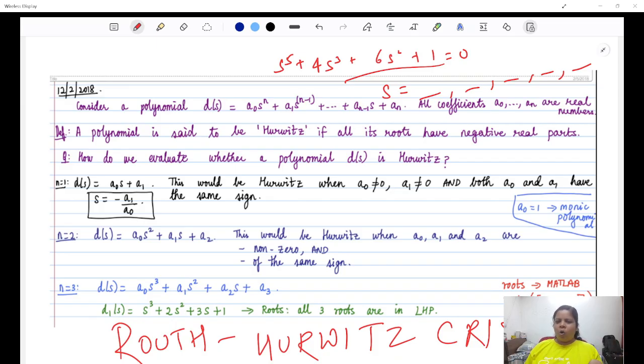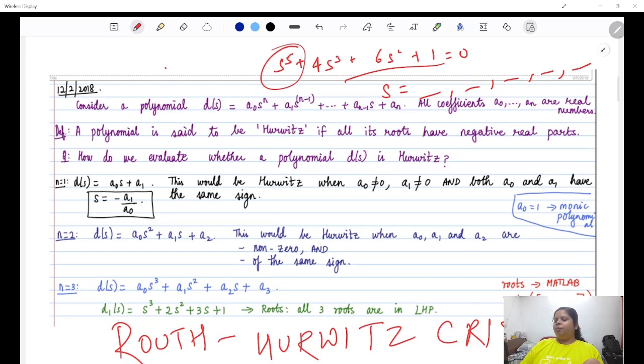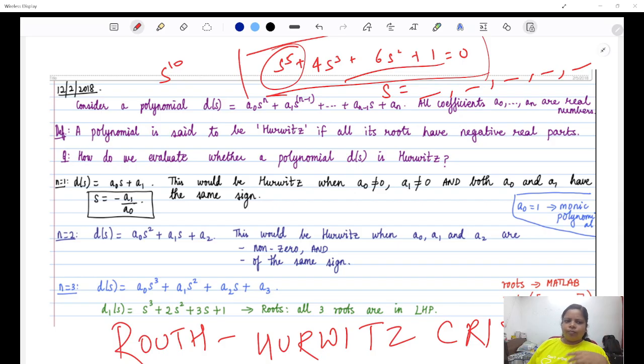But is it so easy to find the roots for s to the power 5? If I give you s to the power 10, what will you do? How will you calculate the 10 poles? It's not that easy, right? Because as you go for higher powers, this method seems to fail. So what is the other method that we can use to assess the stability of the system?